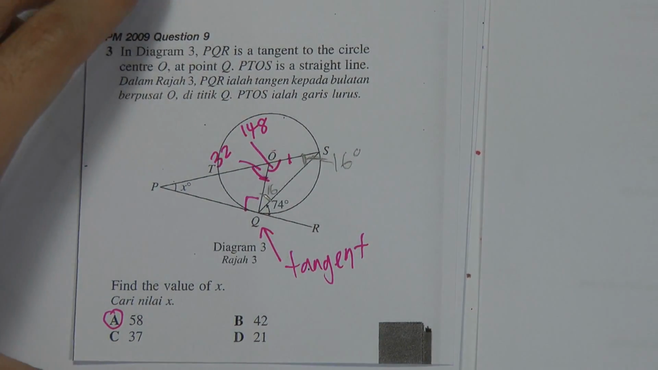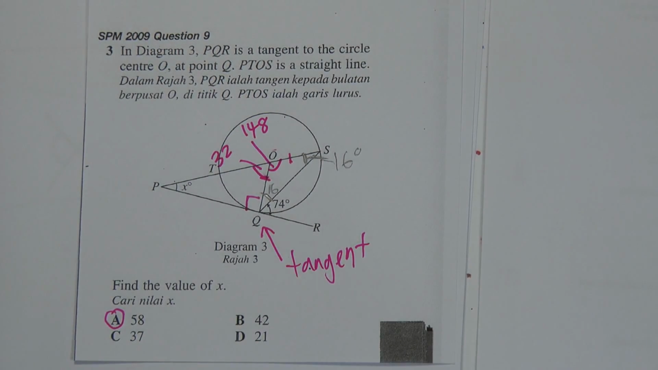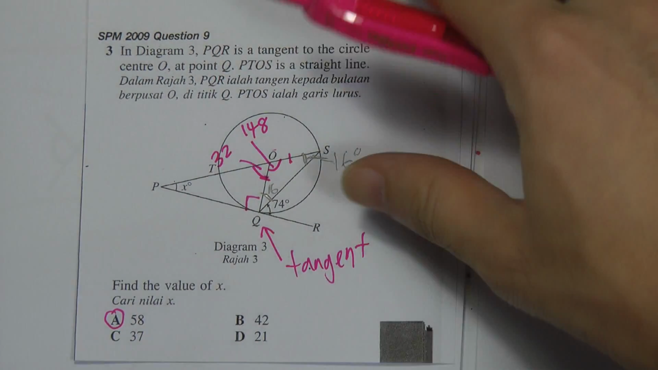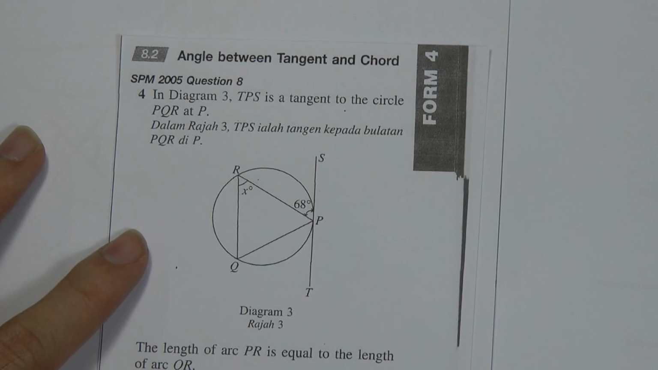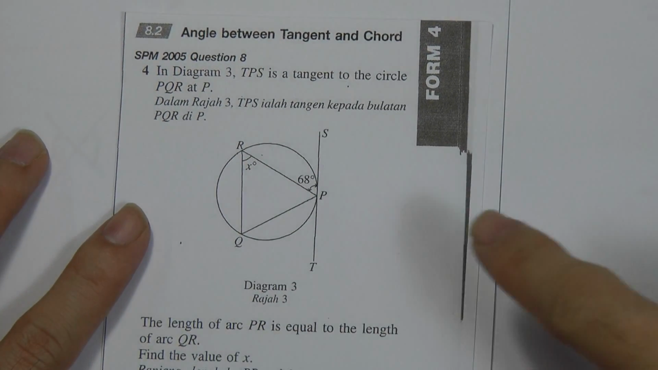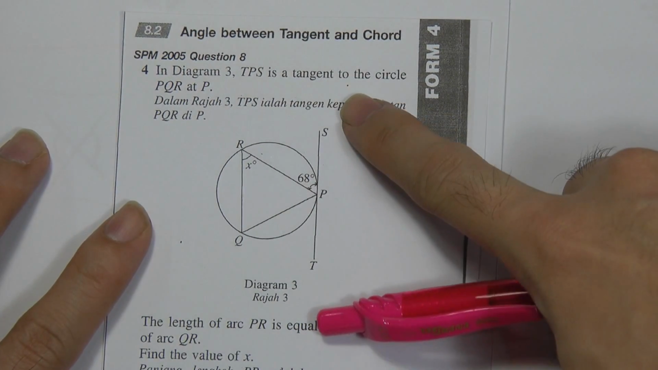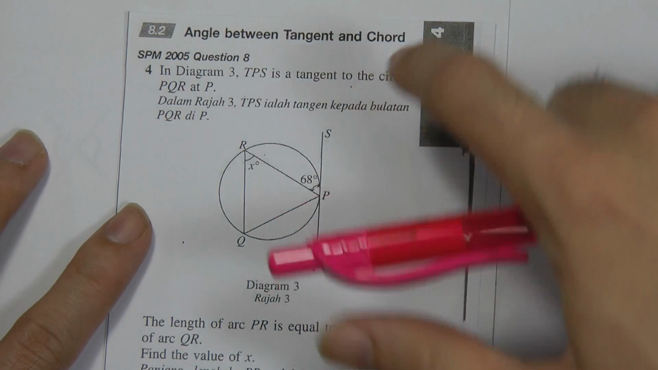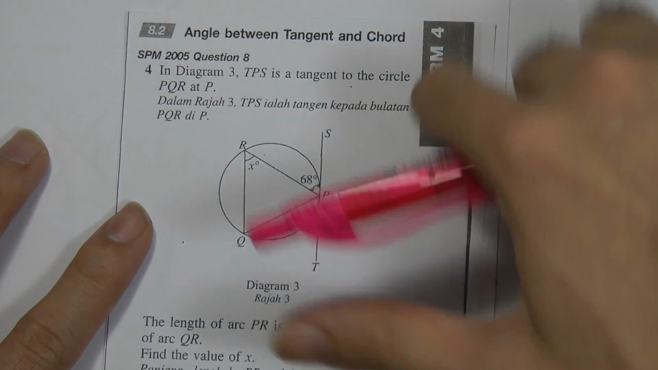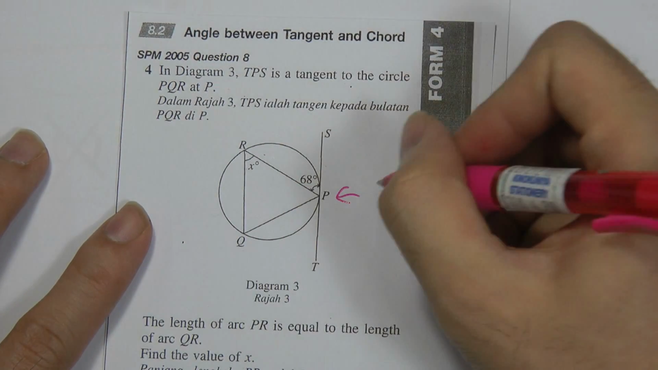Okay, is that simple? Okay, so maybe we have a look at the next question. Okay, have a look at this question. In this diagram, he said TPS is the tangent to the circle. So TPS is a tangent to the circle. So we know the tangent is at P.